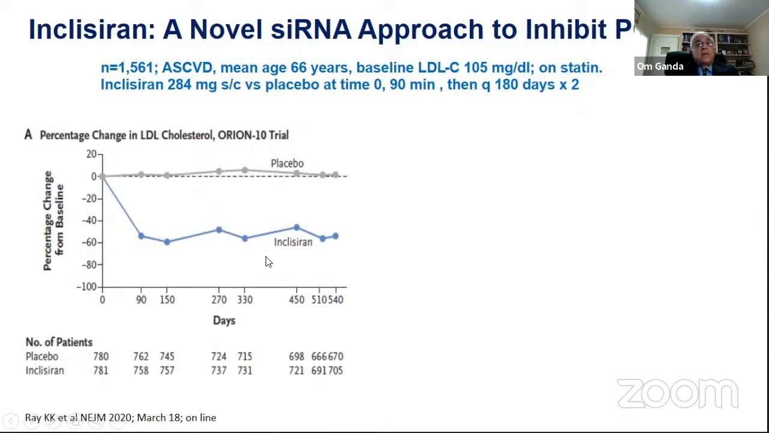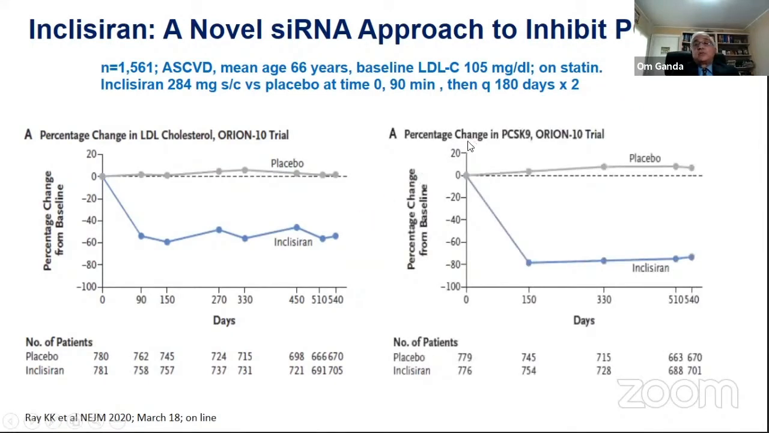You can see about 55% or so reduction on top of maximal statin dose, similar to what we saw with the monoclonal antibody. And actually, just to show you here, the percent change in the PCSK9 level. PCSK9 itself went down by 80% or so. Now, having said that, I should mention that the long-term cardiovascular trial with this agent is still in progress, okay? This will probably be completed sometime by the end of next year.